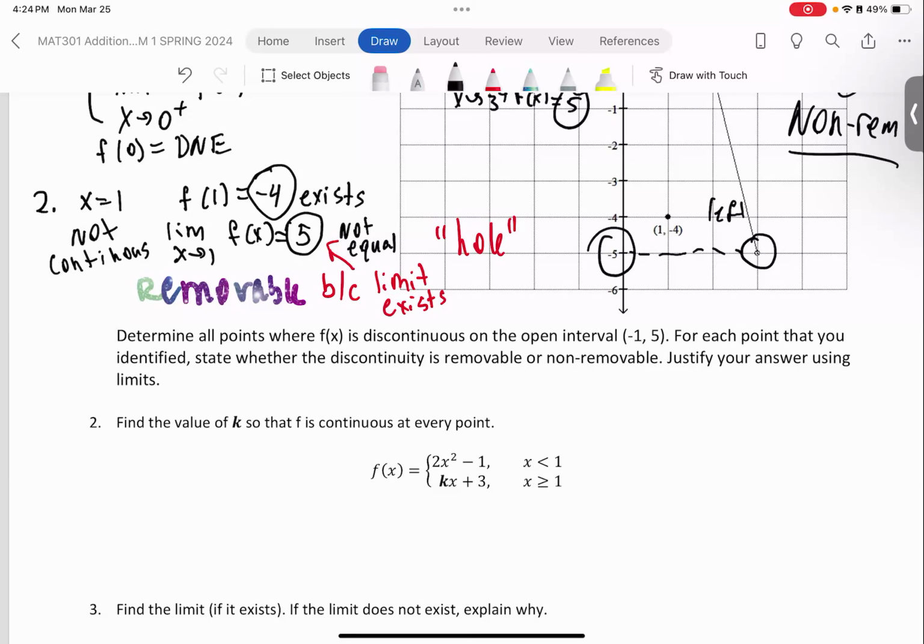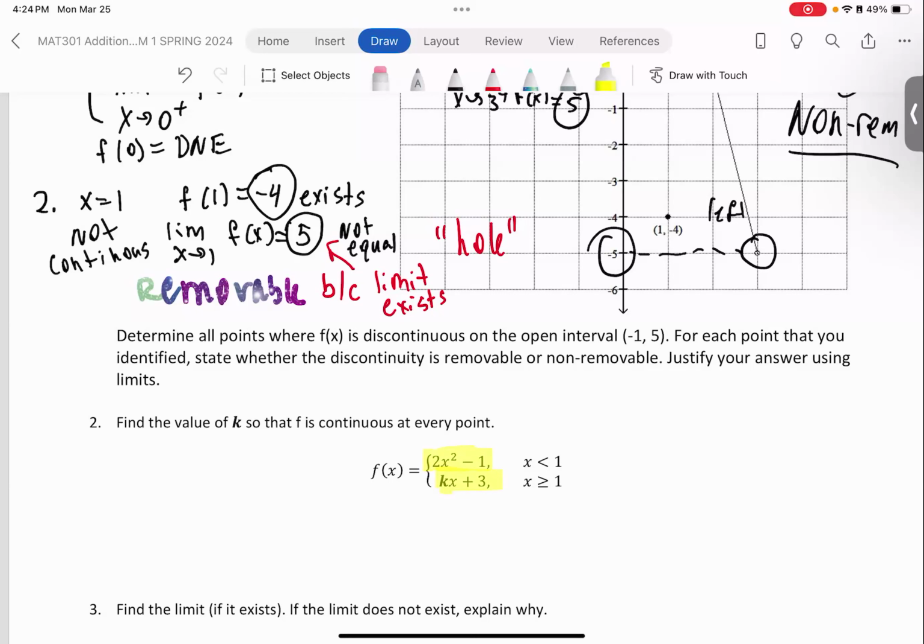Continuity. What do I need to know about the continuity? Continuity is closely connected to the notion of the limit. This is a piecewise function, and each of those pieces, let's highlight those pieces. This is one piece, and this is the other piece. One is a quadratic expression, a parabola, and the other one is a linear expression, kx plus 3, where k is the slope. We don't know what it is, right?